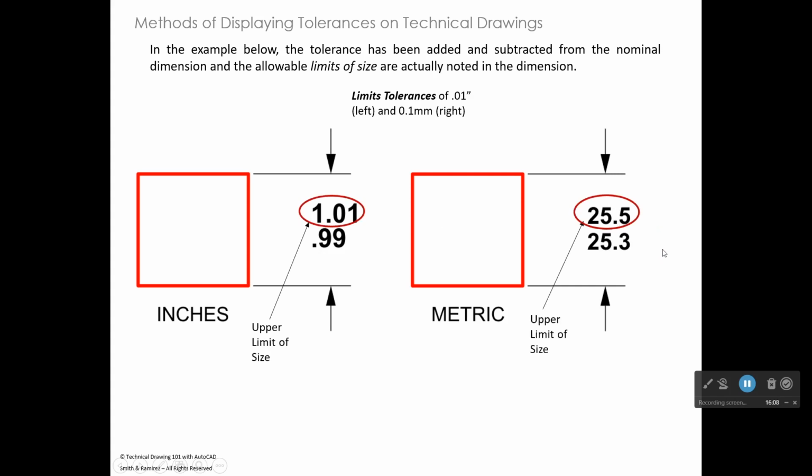So there's your upper limit of size. That would be when it's at its tallest. And here's your lower limit of size when it would be at its smallest size. So I want to show you a part now.